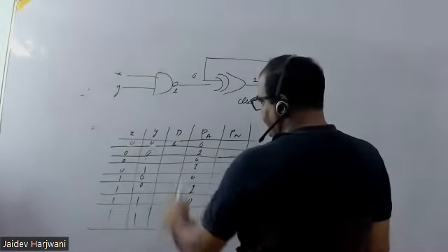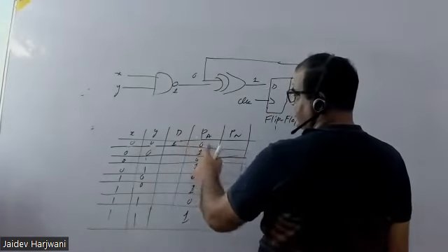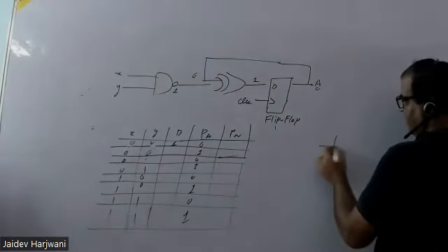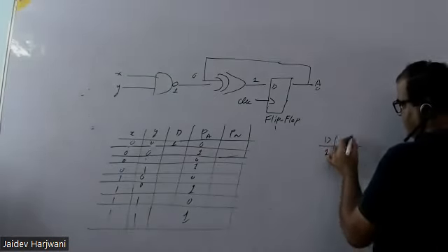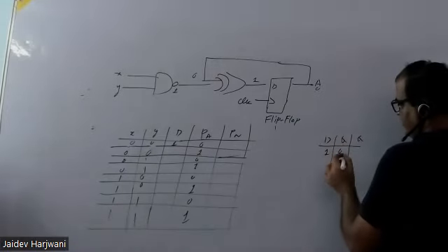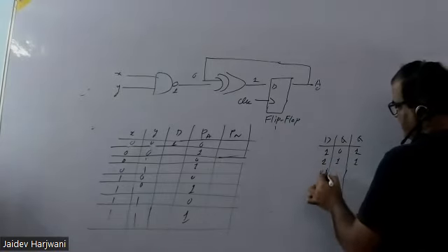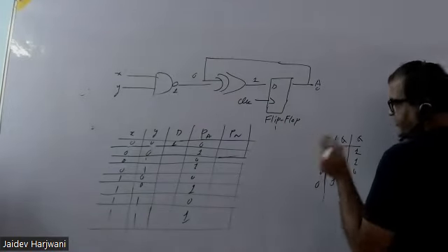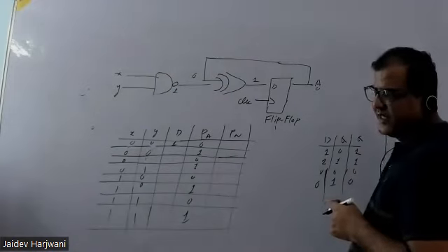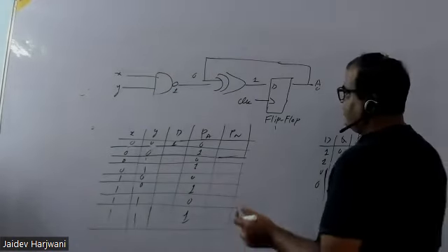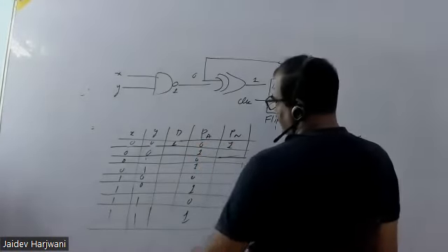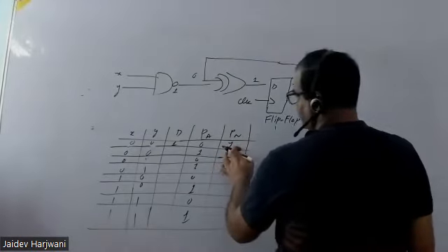And whenever there is a 1, the output will change. The next state will be the set state in D. If D is 1 and Q is 0, it becomes 1. If D is 1 and Q is 1, it remains 1. If D is 0 and Q is 0, it remains 0. If D is 0 and Q is 1, it becomes 0. So D equal to 1 is the set state, and D equal to 0 is the reset state. Now D equals 1, so this goes to the higher state 1. So the next state is 1.